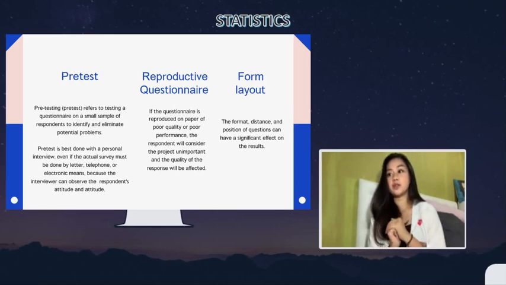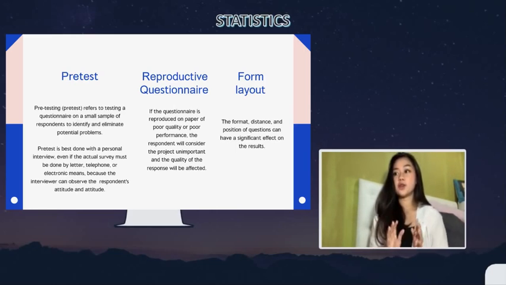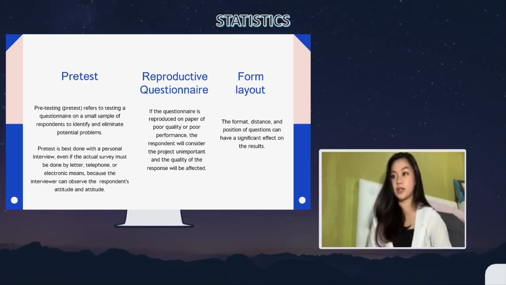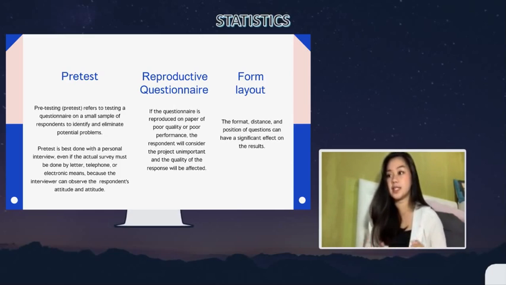Next, reproducing the questionnaire. If the questionnaire is reproduced on paper of poor quality or poor appearance, the respondent will consider the project unimportant and the quality of the response will be affected. And form layout. The format, spacing, and position of questions can have a significant effect on the results.